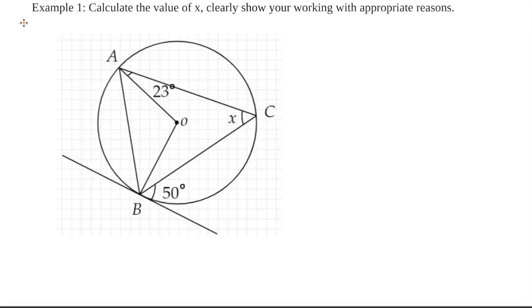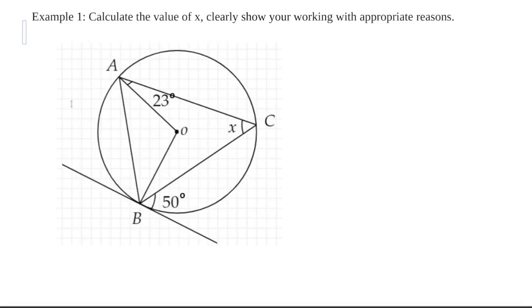Example 1. Now here is our example 1. Calculate the value of x. Clearly show your working with appropriate reasons. For cyclic geometry, your reasons should be clear, otherwise you will be awarded 0 marks. You don't guess around here.